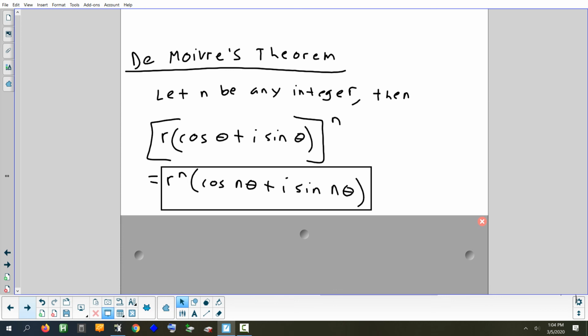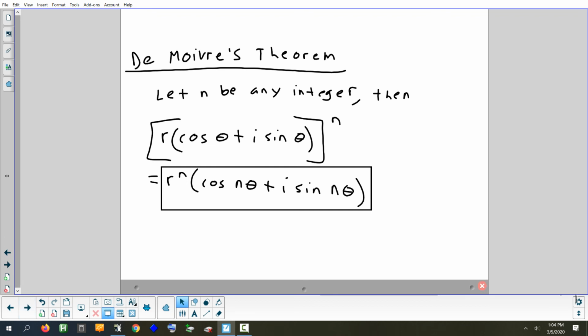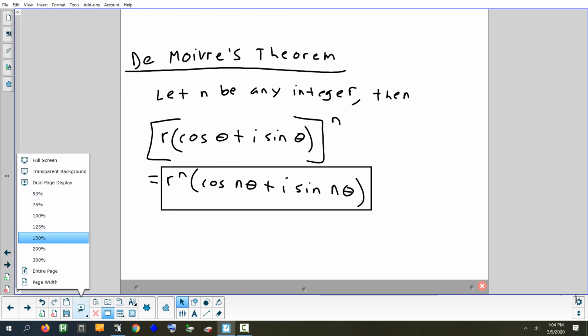So that's the easy part, raising to a power. Now we're going to do a couple examples, and it's pretty easy. The harder part is reversing it and taking a root. Luckily, taking a root involves a little bit of this, though. So it kind of builds on what we're doing right now. Good. Everybody have DeMoivre's theorem?